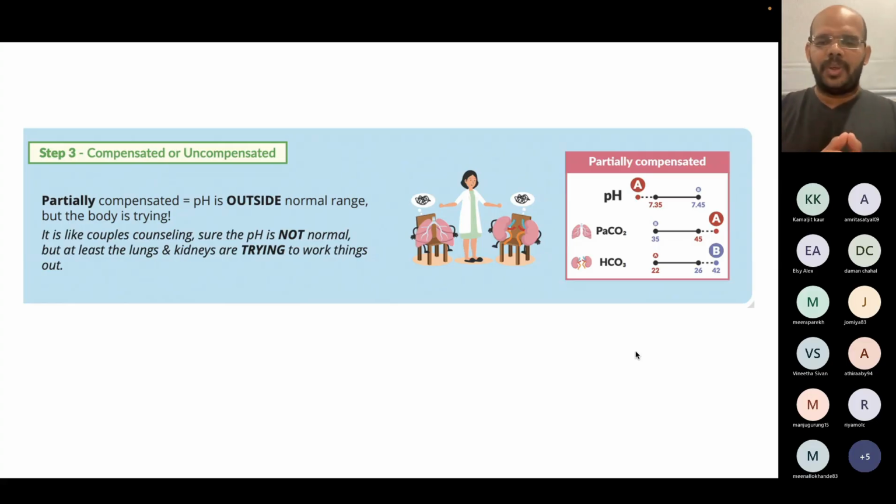Here, PCO2 and HCO3 are still in the abnormal range. One of them is trying to work it out, but they have not reached a decision yet. That is why you can see all the values are abnormal. So let's see the example here.